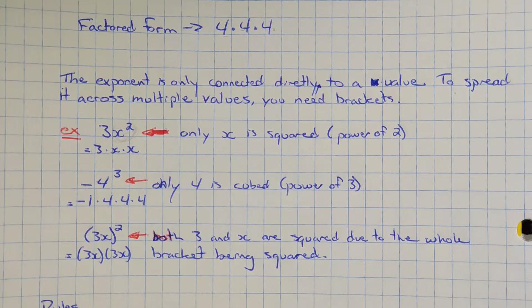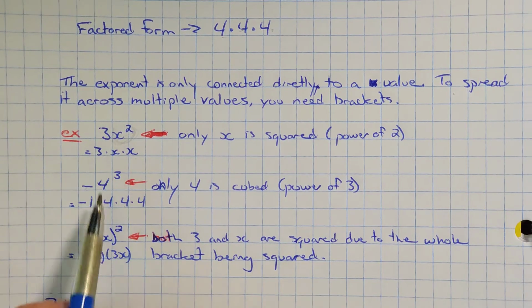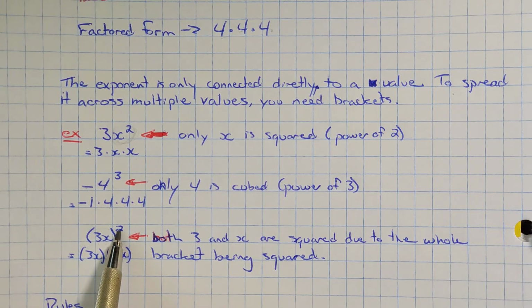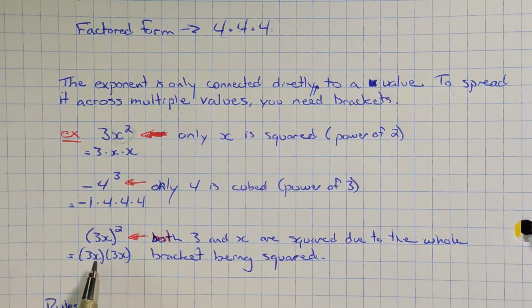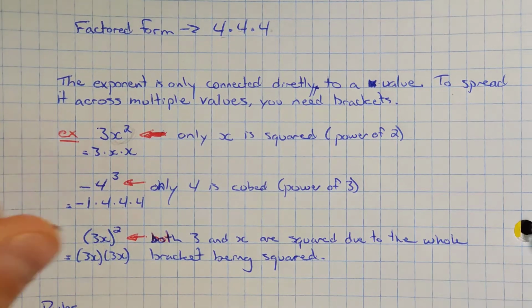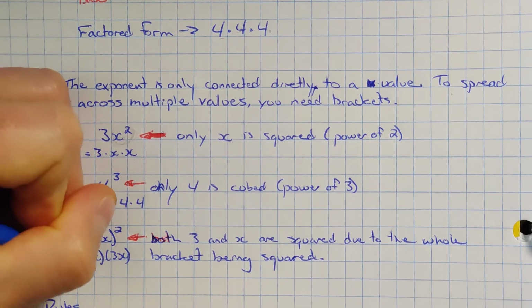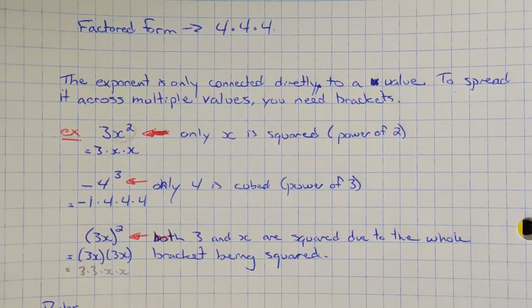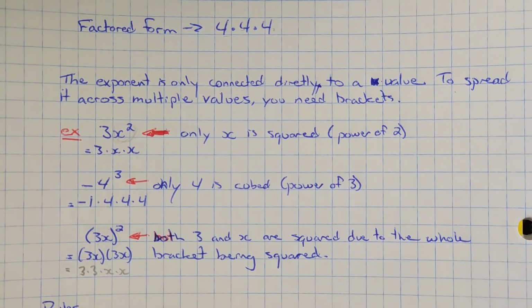If we want to connect the negative sign with the 3, then we have to put brackets around it. So this whole bracket, 3x, is all squared. Both the 3 and the x are squared, so it's 3x times 3x, or now we have 3 times 3 and x times x. Only when there's a bracket around the number or numbers is everything going to be affected by that exponent. Otherwise, it's just the individual value that the exponent's touching.